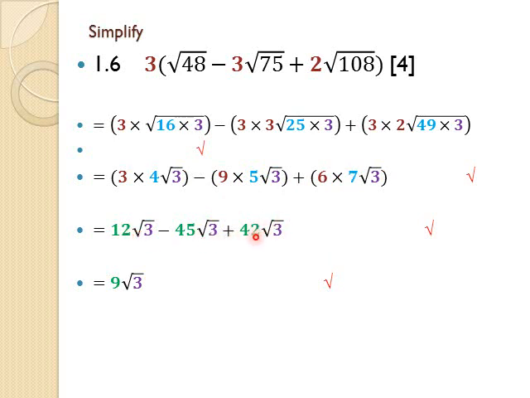So 12 plus 36, because they're like terms, gives 48 minus 45, which is 3 square root 3. Right, so 1 mark for correct multiplication, another mark for correctly simplifying my perfect squares, 1 mark for correct multiplication, and 1 mark for the final answer.